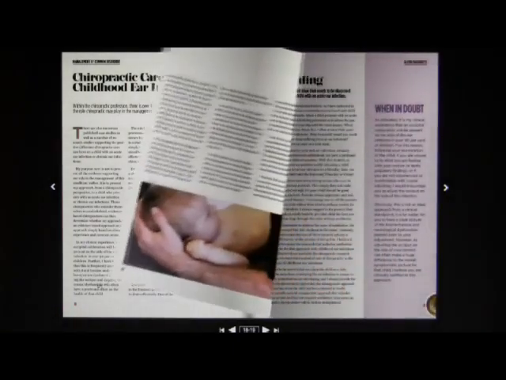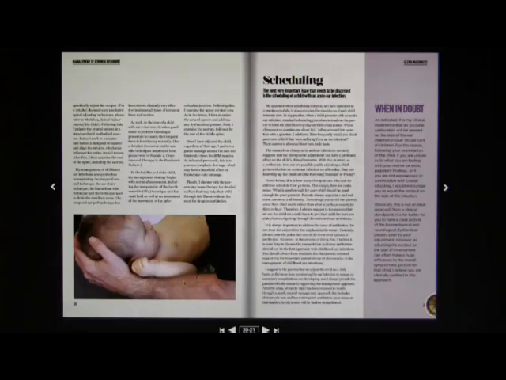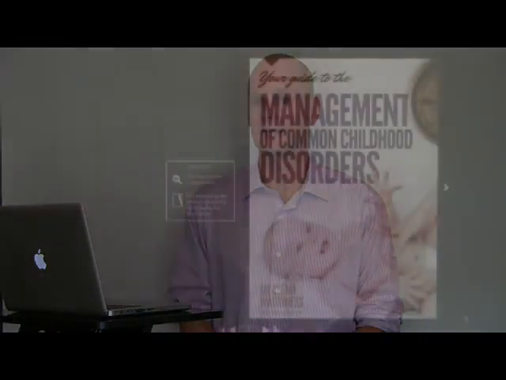A discussion on the very important topic of scheduling the child with otitis media is essential reading, and then I finish off with my "when in doubt" suggestion. This is essentially a suggestion of how to manage that child if after examining the child you are still a little unsure of what to do next. This is great advice for those who are perhaps new to practice.